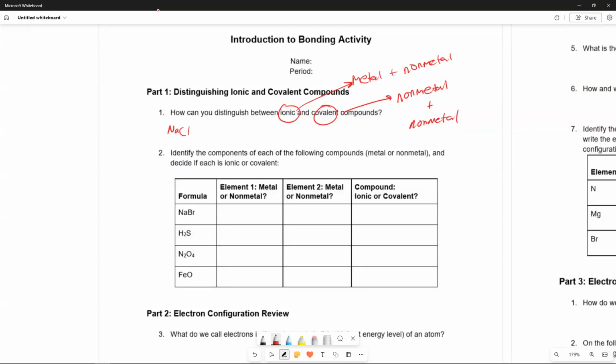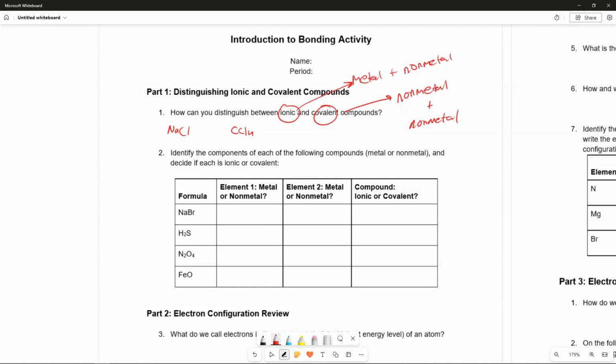Alright, so a covalent compound, carbon tetrachloride, CCl4. We have here the carbon, a nonmetal, and 4 chlorines, which is another nonmetal, so it is covalent. So in order to distinguish between ionic and covalent compounds, you have to look at the compound and see if there's a metal in it. If there's a metal, go ionic. No metals, covalent.